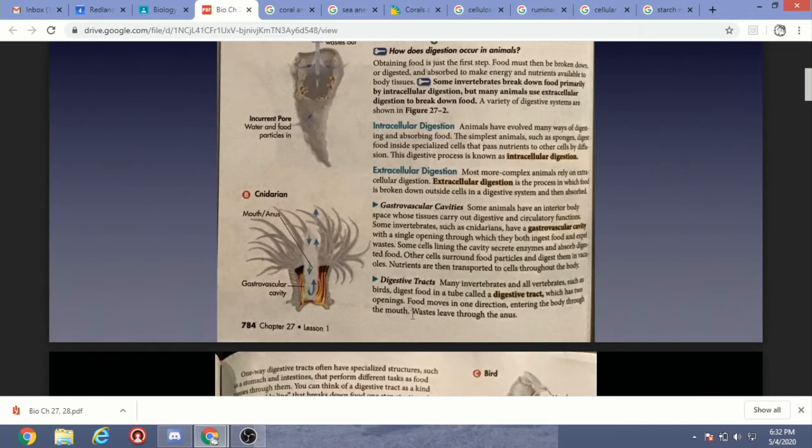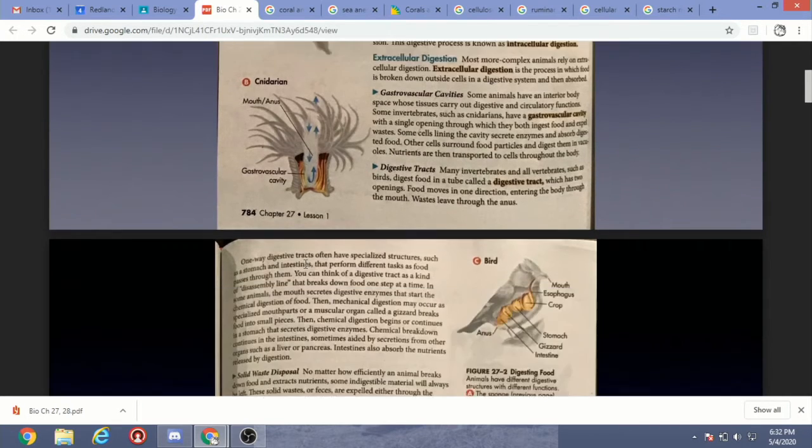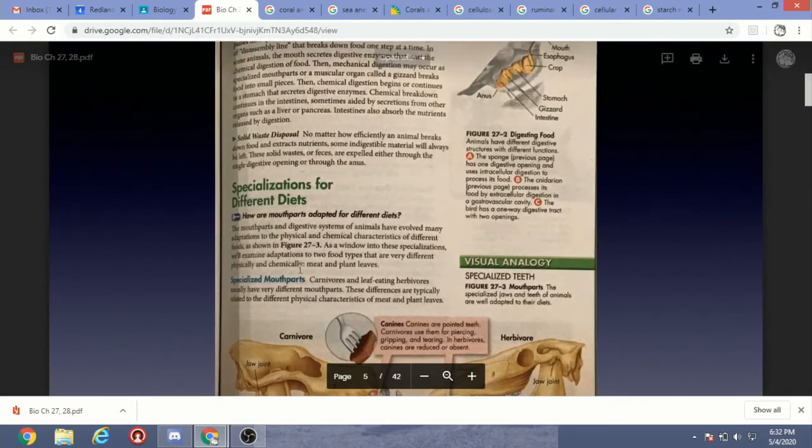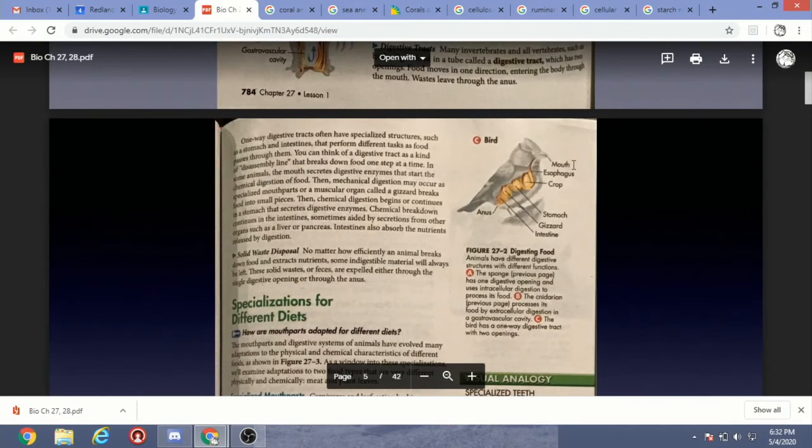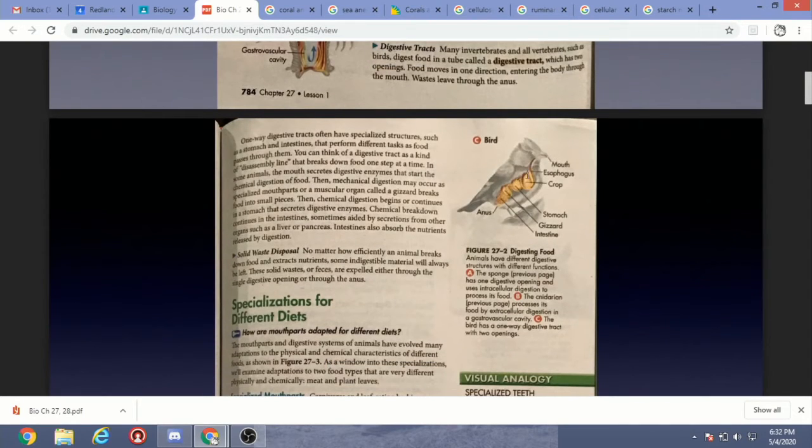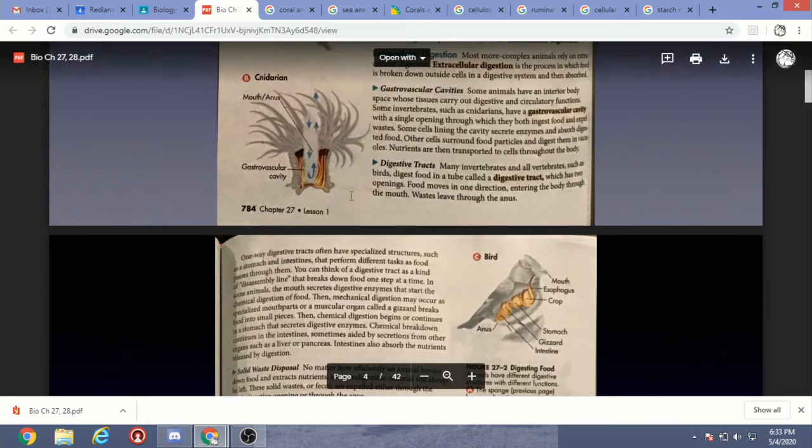Okay, and it's always going through one direction. You see how you have food coming in... here's a bird. You have food coming in the mouth, and then it goes through all the different organs that are in the digestive system, and then it goes out the anus. Okay, so it goes in one, out the other. That's different from this example in the sea anemone, where the food goes in and out the same hole.